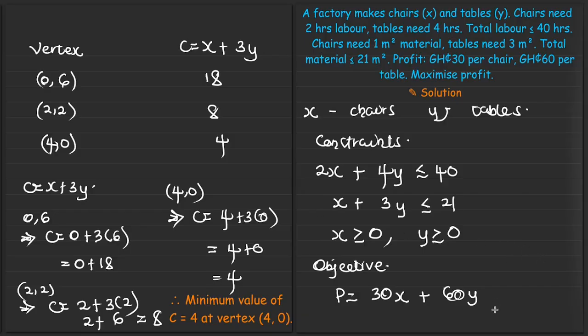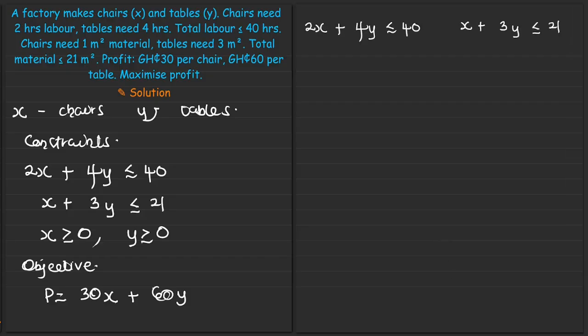So now that we have these, let's start with the constraints. Now we know how to go about it. First of all, we write them as equations, and then we look for their intercepts, that is the x and the y-intercept. So for the very first one, we have 2x plus 4y. Let's change it to what? An equation. So we say equals 0.